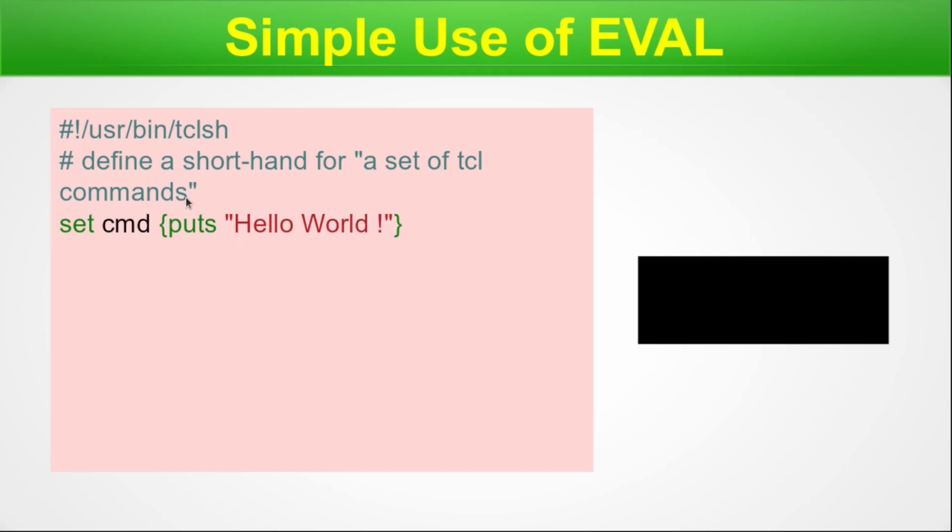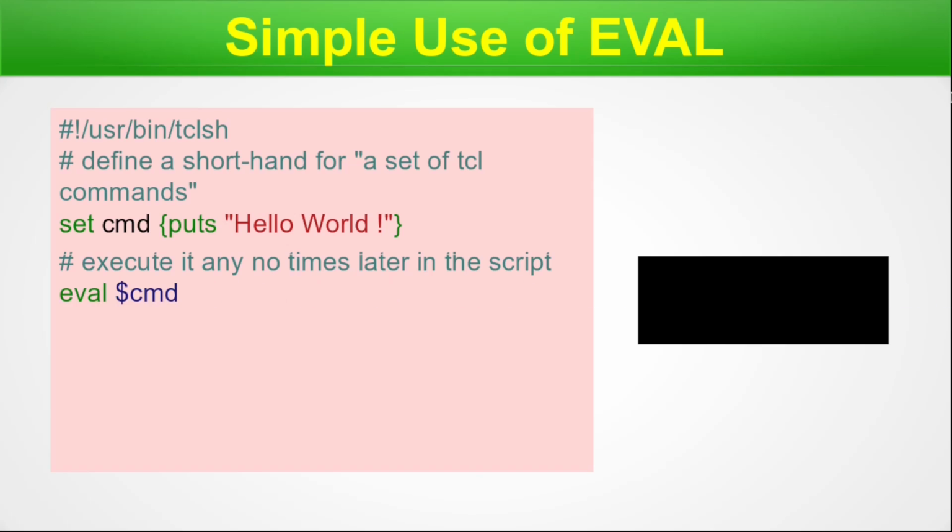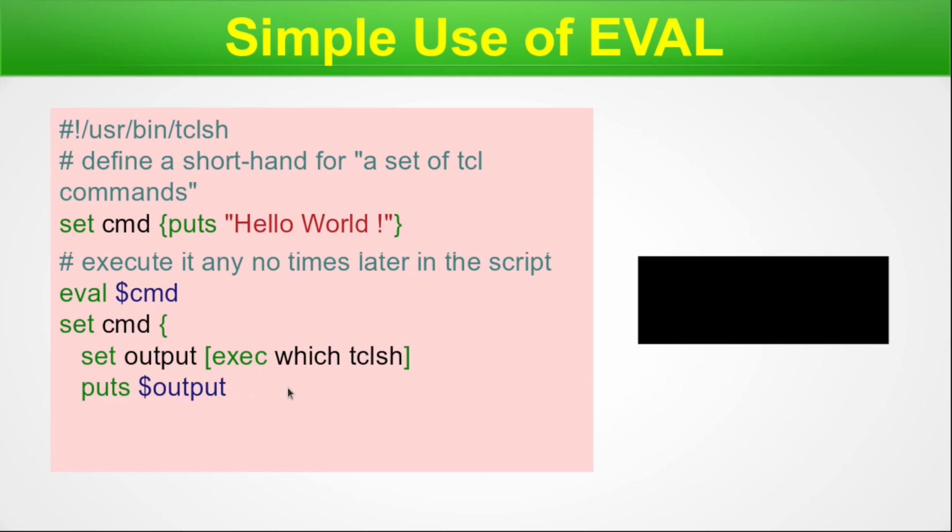This is only a single Tcl command we are talking about here. Next, we will come to the complex ones. Once we are done, we can execute it any number of times later in this particular script. How do we do it? eval $cmd. Now let us go to a more complex kind of command. We are using the same name, set cmd, and here first we write set output [exec which tclsh]. Wait. Do you see that we are already using exec here inside eval? Exec we have already learned. Yes, we can use it. Next, we print the output.